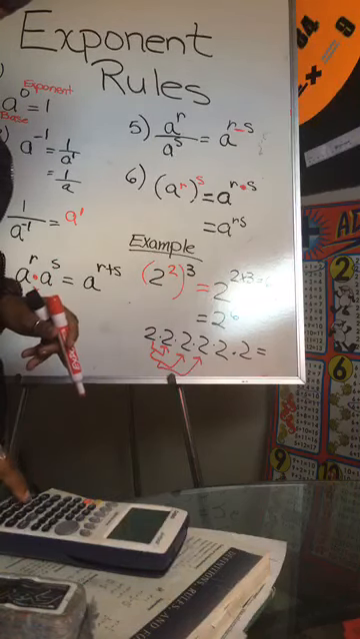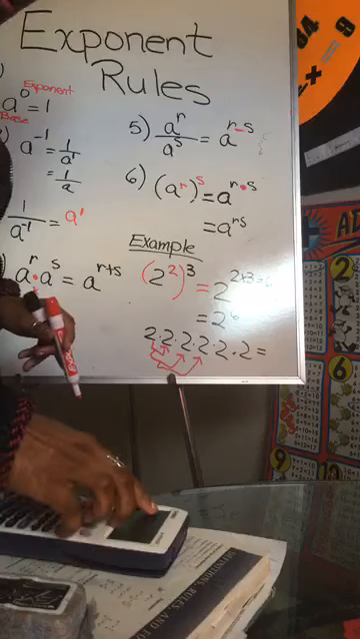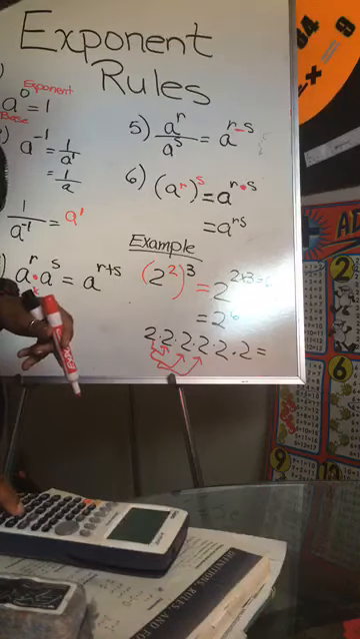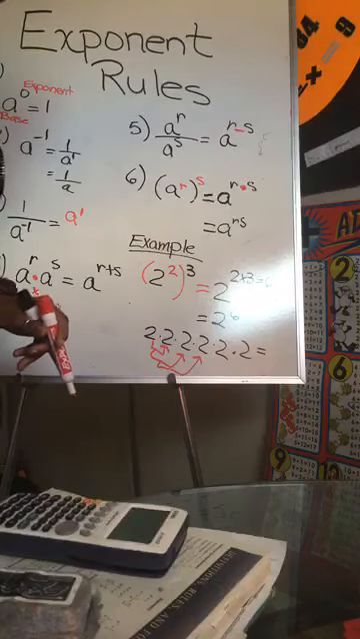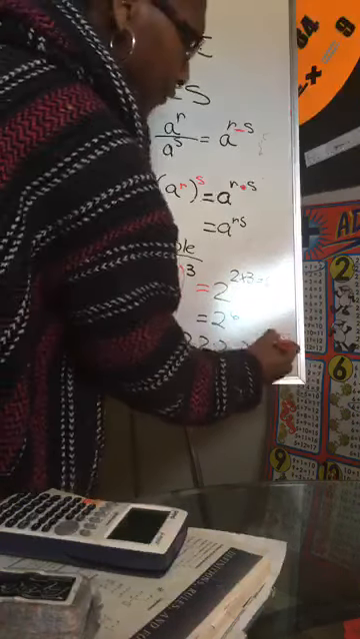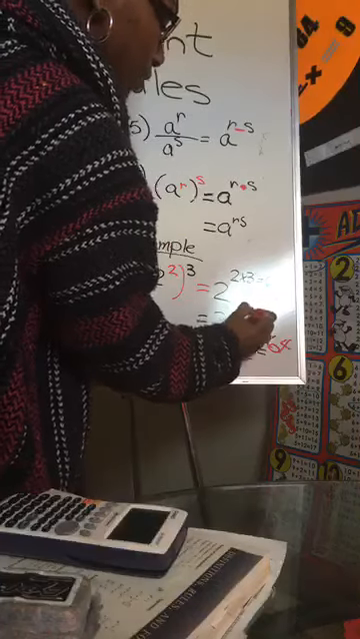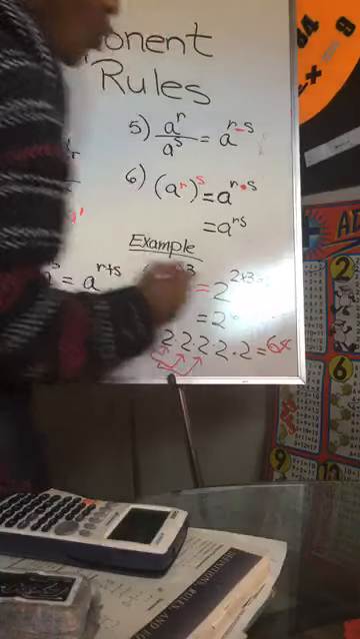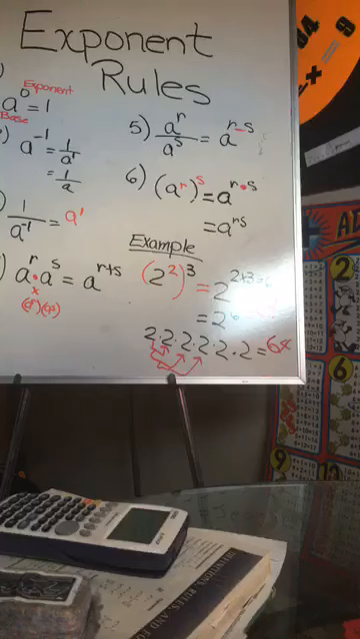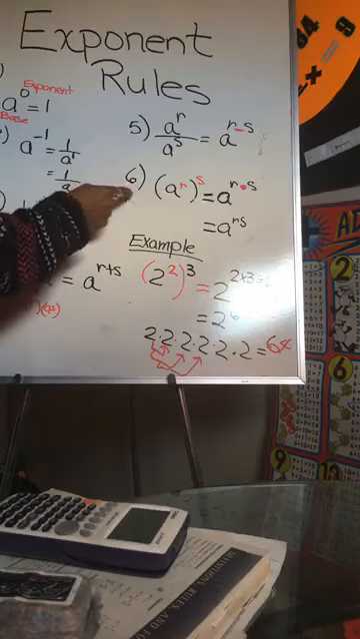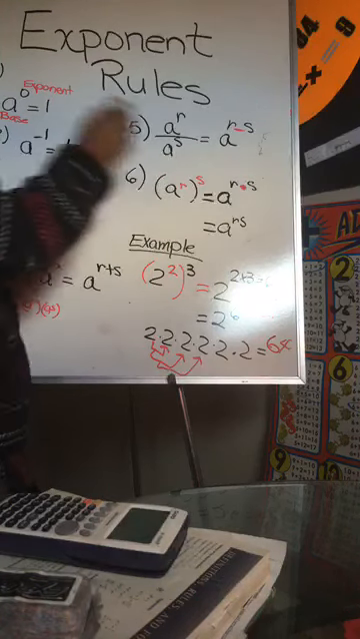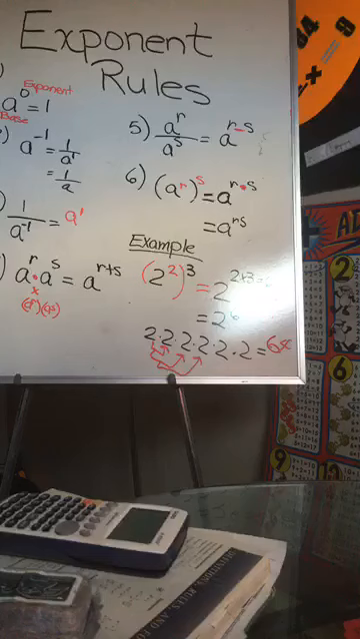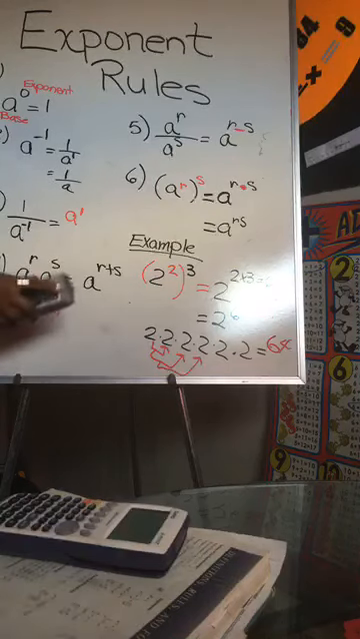So I'm just going to tell you what that is. 1, 2, 3, 4, 5, 6. So the answer for that is 64. So 2 raised to the 6th power is 64. All right? So this is our 6th exponent rule. When you have a power raised to another power, you must multiply the exponents. All righty? Okay, moving right along.